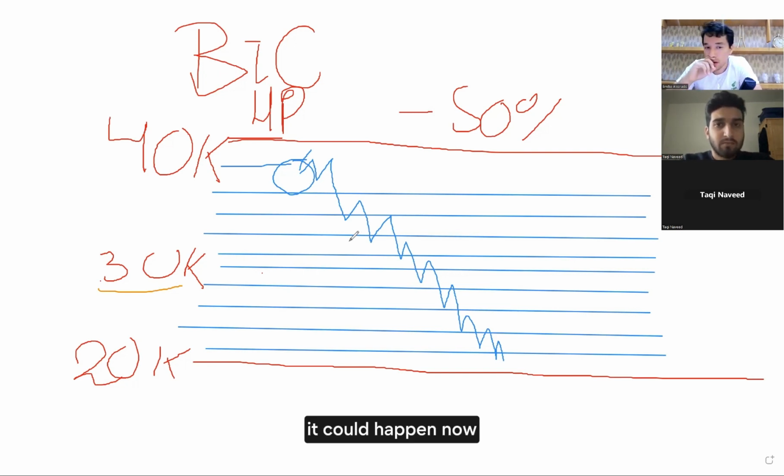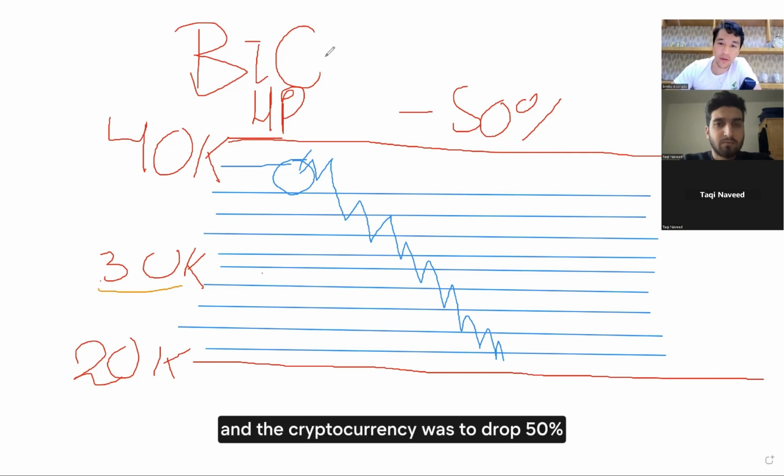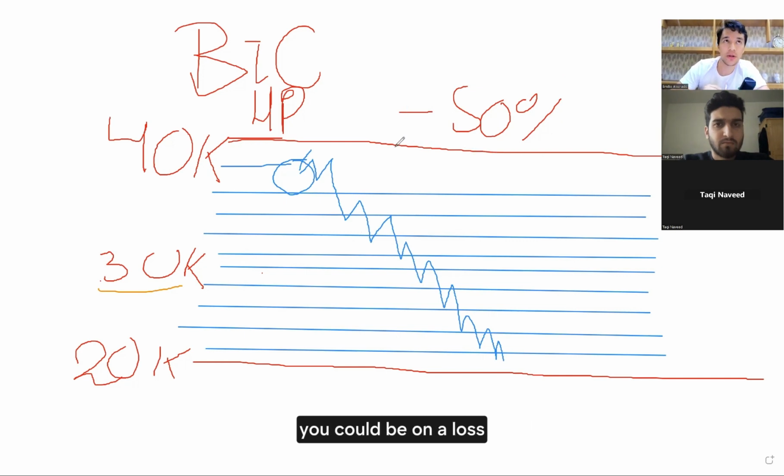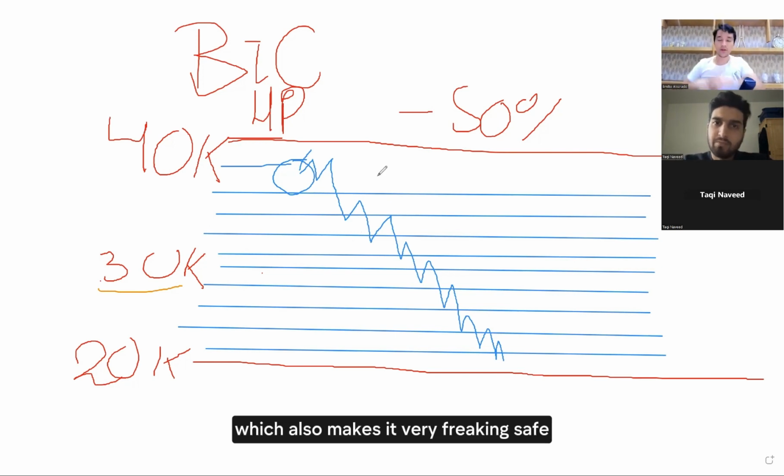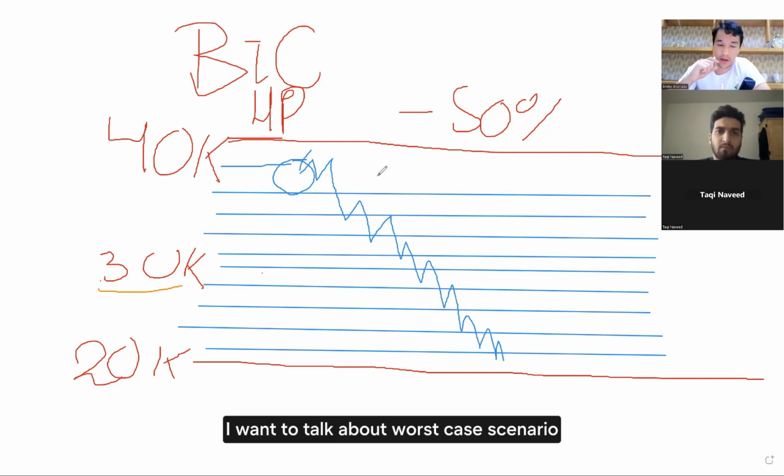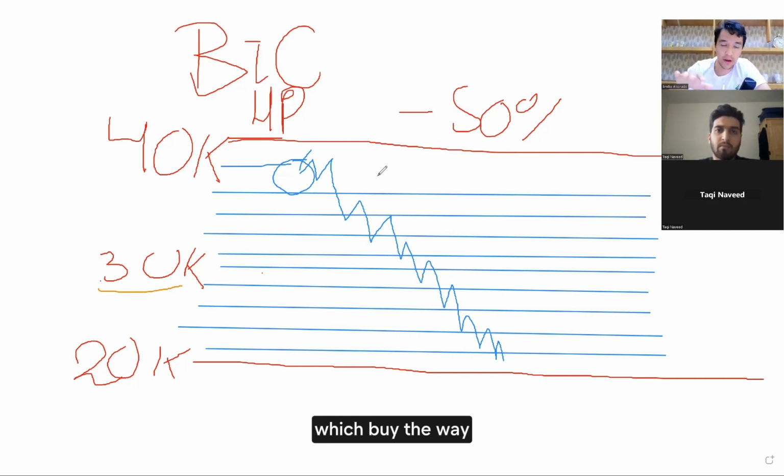It could happen. Now, if you were at a loss and the cryptocurrency was to drop 50%, you couldn't be at a loss of 50%. You could be at a loss of about 5 to 10% because of the buy and sell orders that you made, which also makes it very safe. Because I want to talk about the worst case scenario, which, by the way, if you do things right, the cryptocurrency shouldn't drop in price. I can say that from now, but it will happen, right? It's crypto at the end of the day.